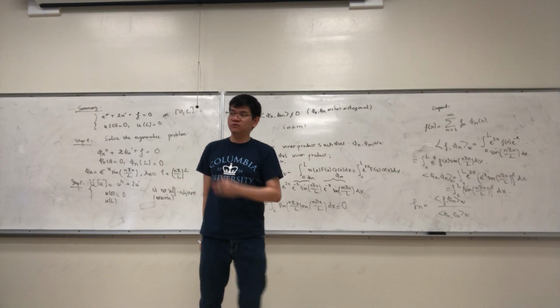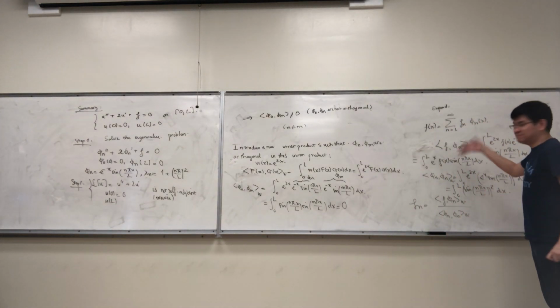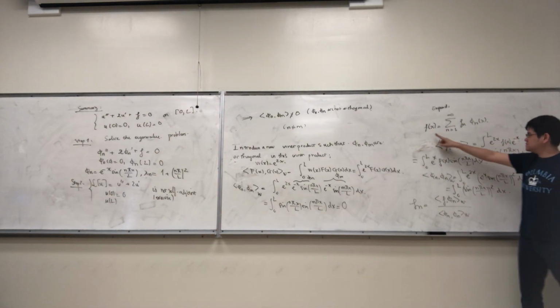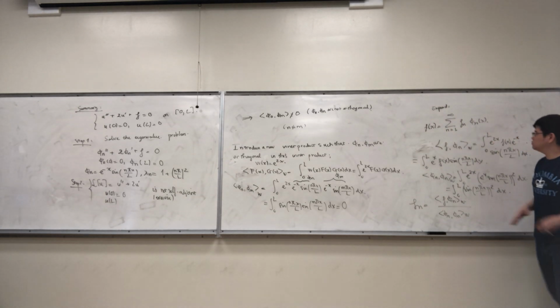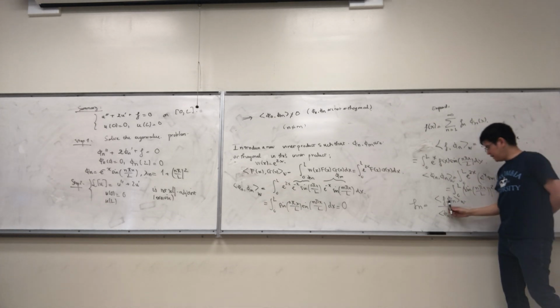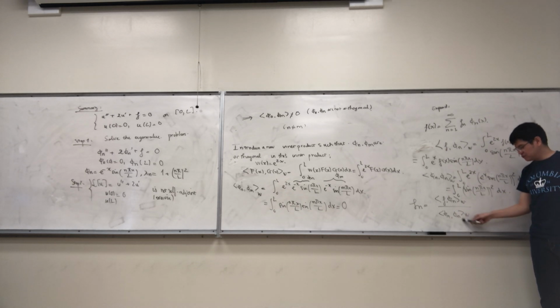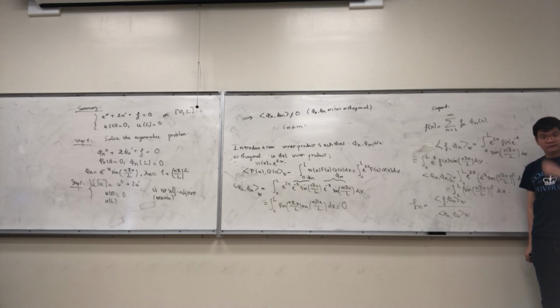So you define a new inner product so that phi n and phi m are orthogonal. Now the same techniques can be applied. So you expand m(x) in terms of this new basis, right? So m(x) will be the sum of f_n times phi n. And f_n will be f times phi n with respect to this weight, divided by phi n with respect to this weight, right?